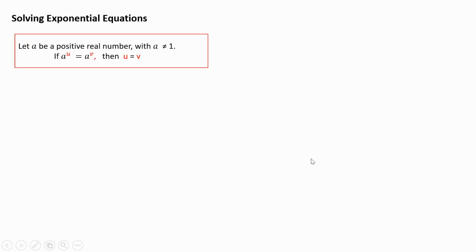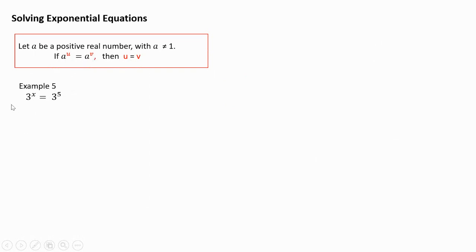Now, this is a rule for solving. This rule means: let A be a positive real number, with A cannot be 1, because if A is 1, 1 to any power will be the same thing, will be 1. That's why A cannot be 1. But anyway, if A to the U equals A to the V, then U must equal V. In order to apply this rule, you have to have the same base, right? These are the same bases. If these are not the same, you cannot apply the rule.